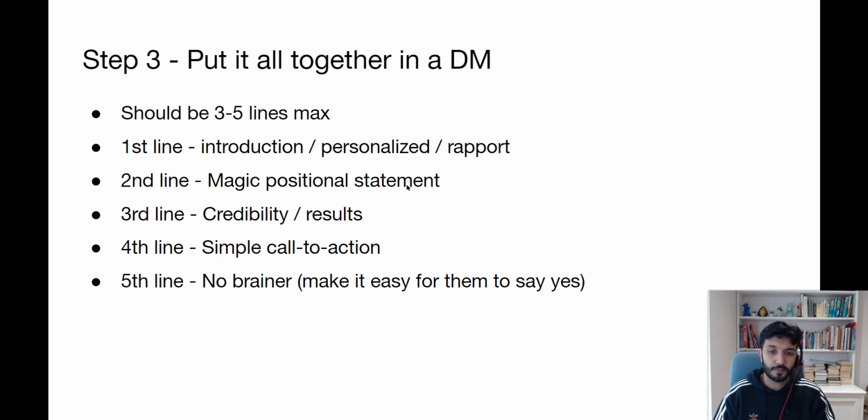The second line is your magic positional statement, which you'll craft. The third line is credibility and results, because they're going to want to know, with this statement, what results did they get? That's all they care about, the desired outcome. If you can turn something into another, what can I get from this is what they're thinking. And then a very simple call to action is your fourth line.